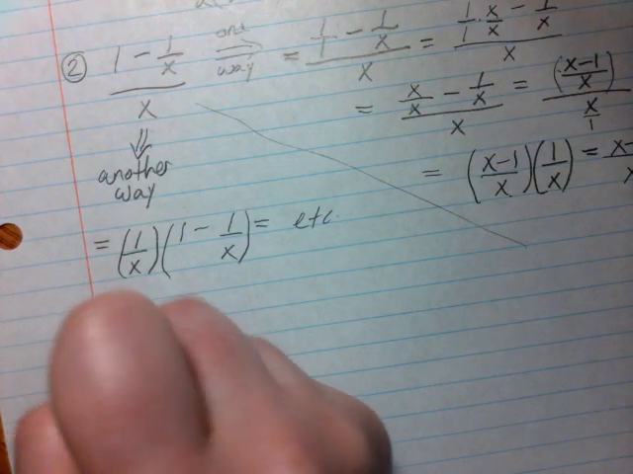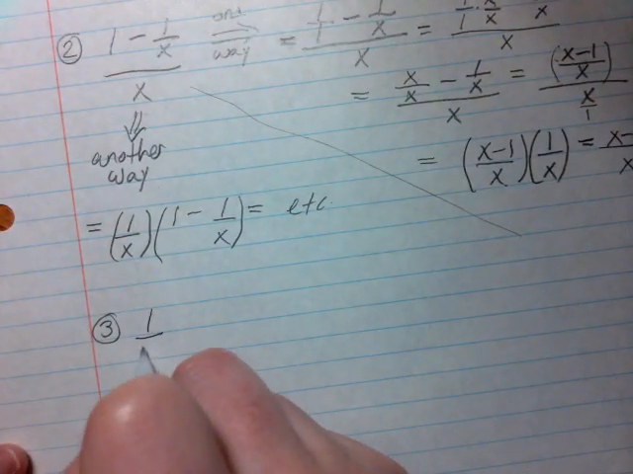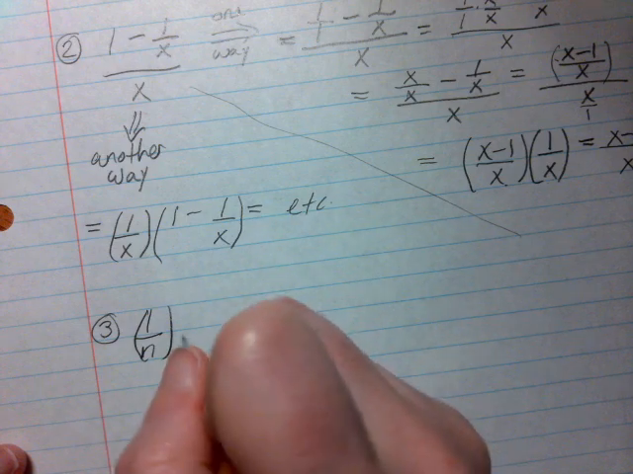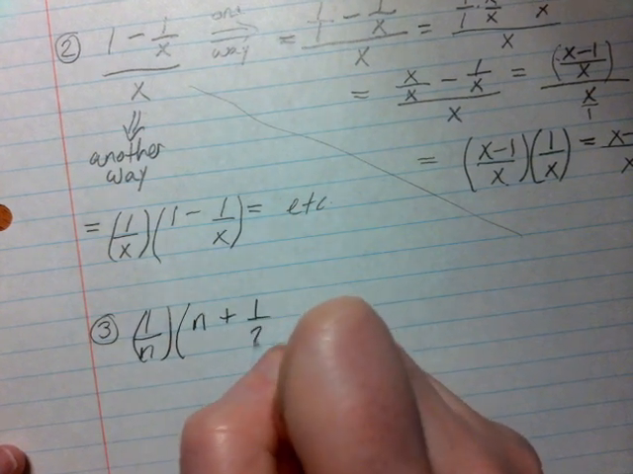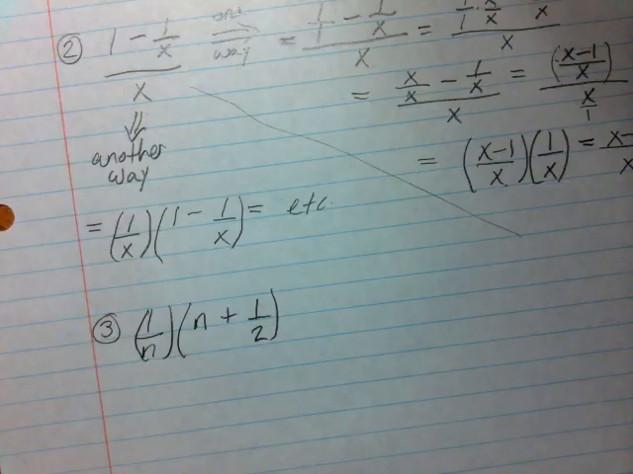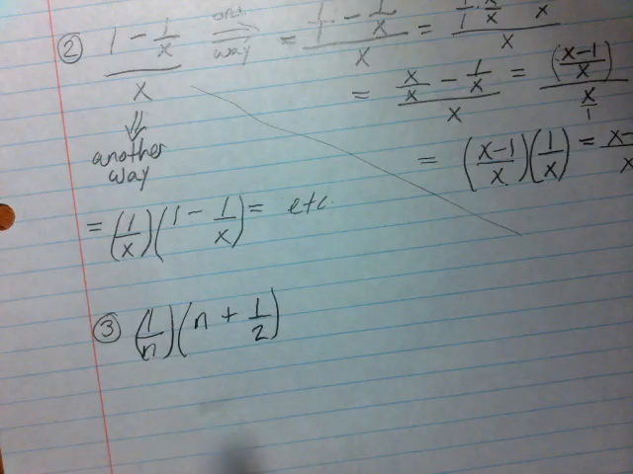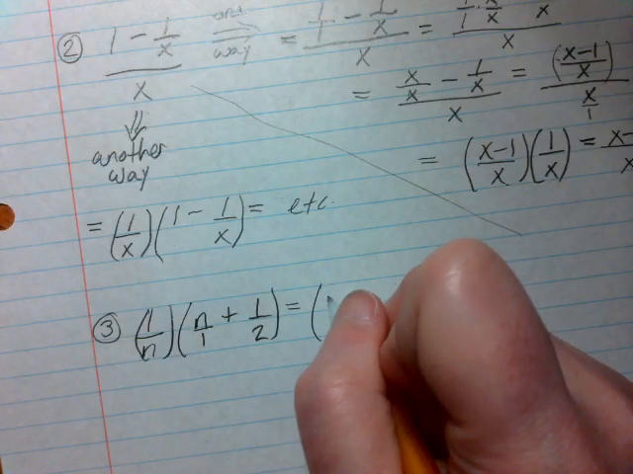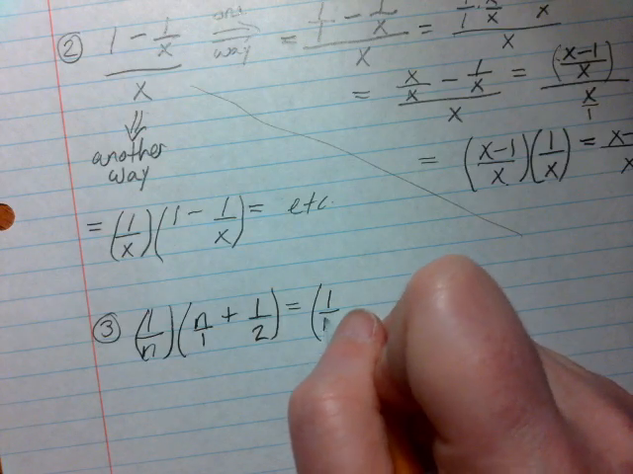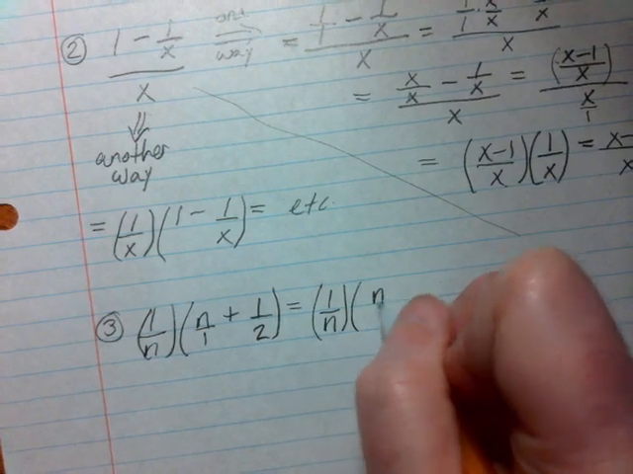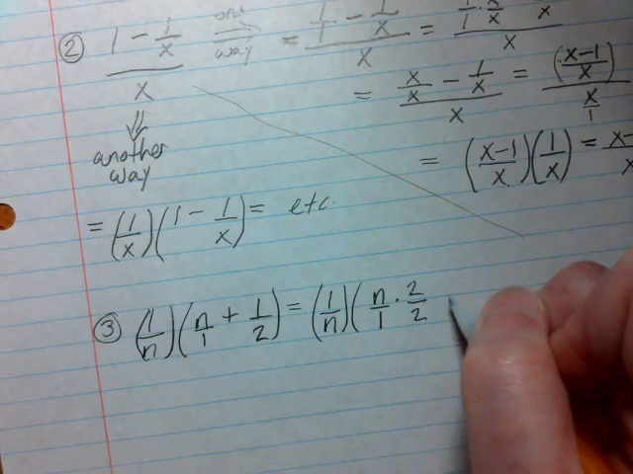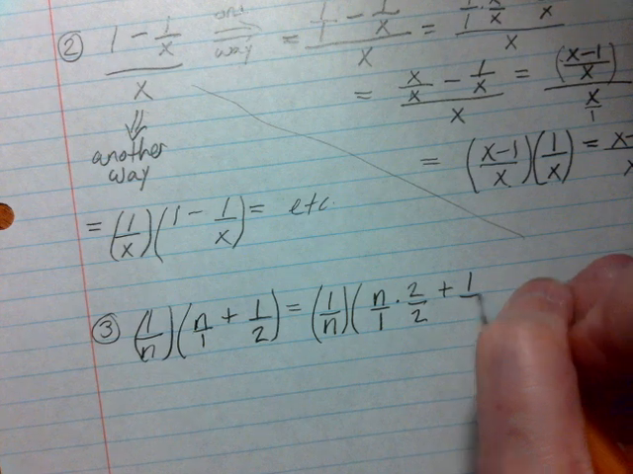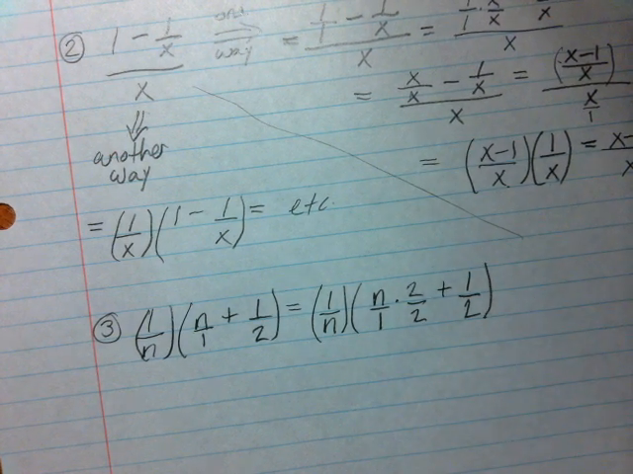So number 3, we're going to simplify 1 over n times n plus 1/2 into a single fraction. Okay, so just like I would have done up here, I'm going to get a common denominator between n and 1/2. So n is the same as n over 1. And now I need to get a factor of 2 into n over 1. So I'm going to multiply that by 2 over 2. And I don't need to introduce a factor of 1 into 1/2 because everything already has a factor of 1.